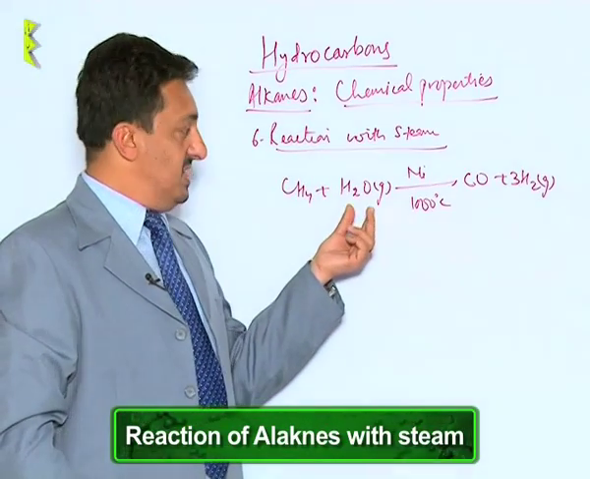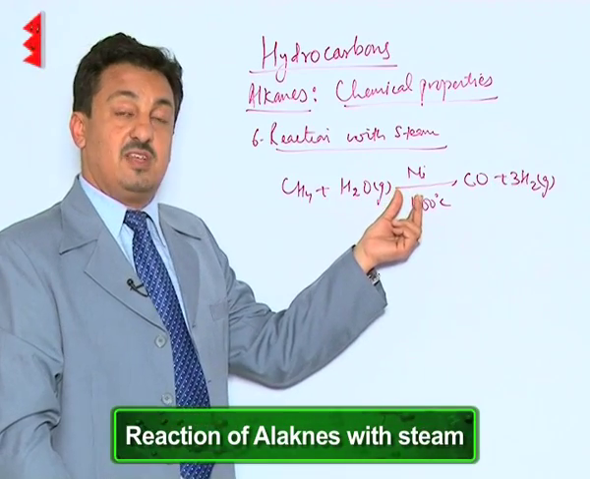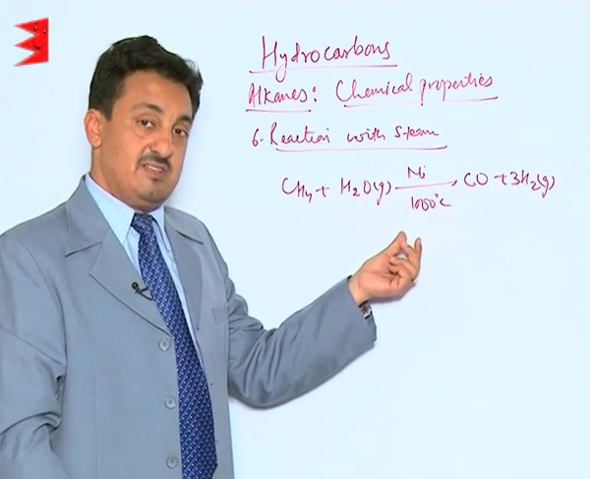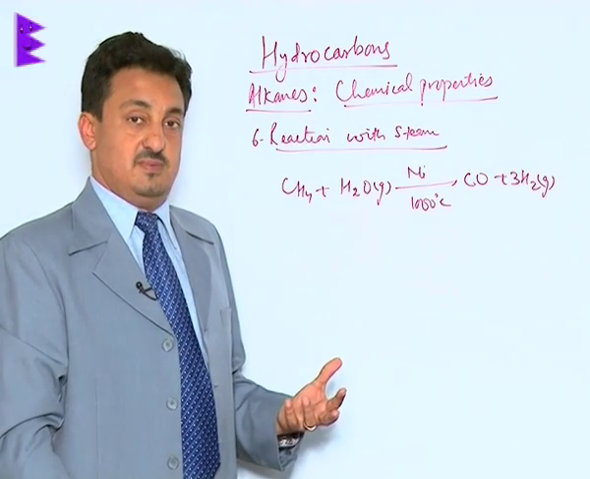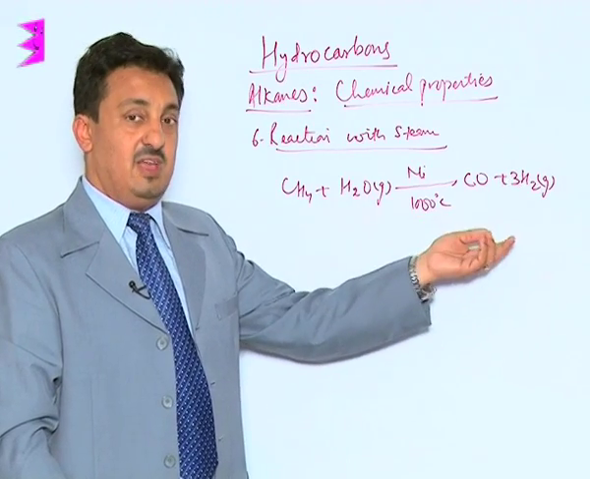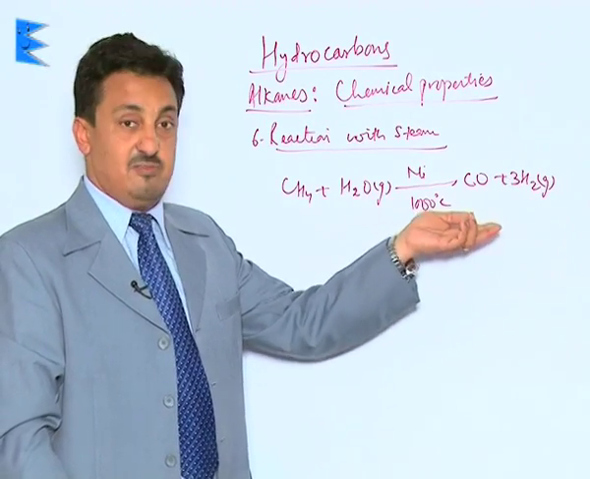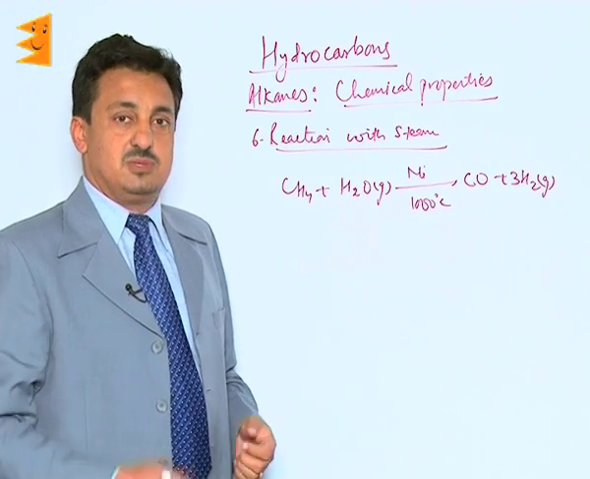The alkanes, when heated with steam in the presence of a catalyst like nickel at around 1000 degrees Celsius, result in the formation of carbon monoxide and hydrogen gas, which together is called water gas. It's a very good method of preparing hydrogen gas, and this water gas is also used industrially to form methanol and many other organic compounds.